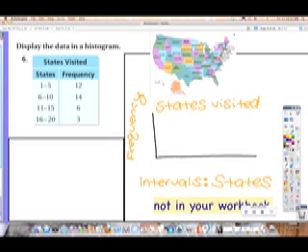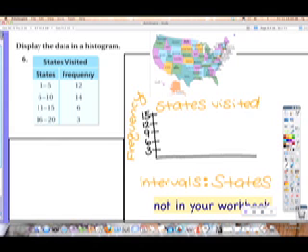Okay, how many people visited between 1 and 5 states? You can shout it out, guys. 12. All right, go all the way to 12. Make your first bar in the histogram. Oh, don't forget to label it. I almost forgot. That's the interval 1 to 5.